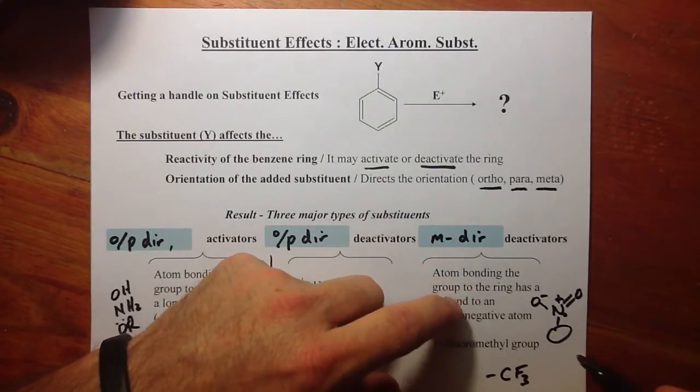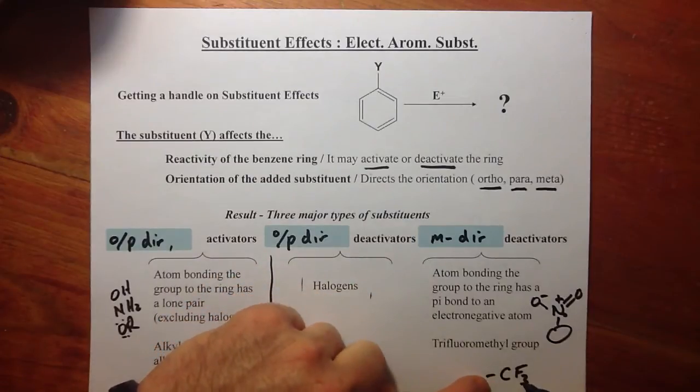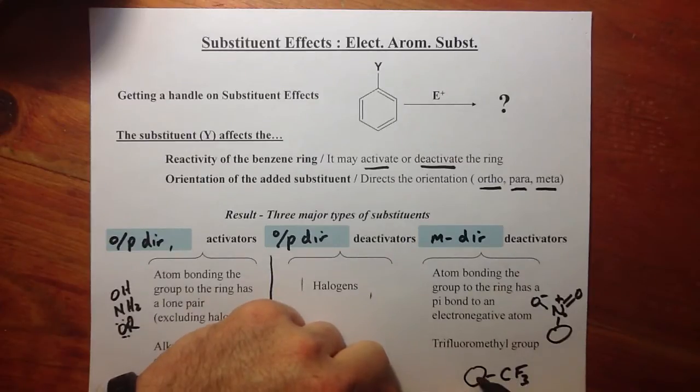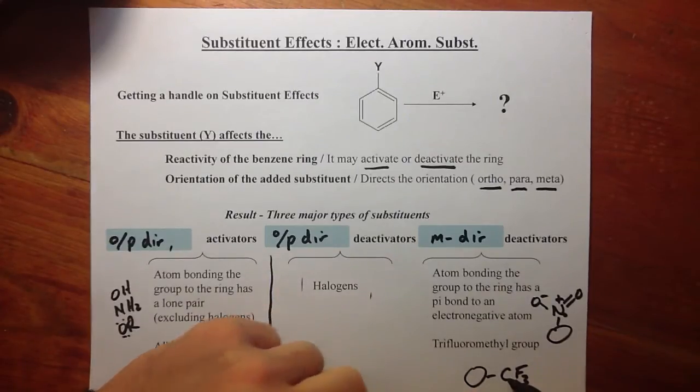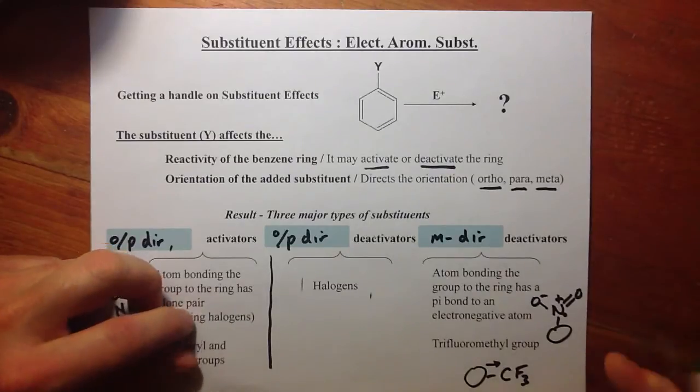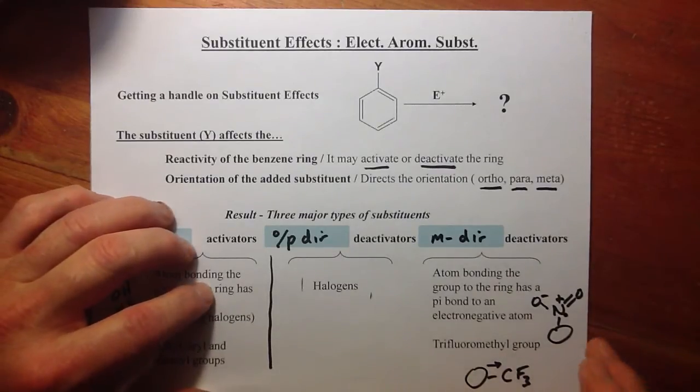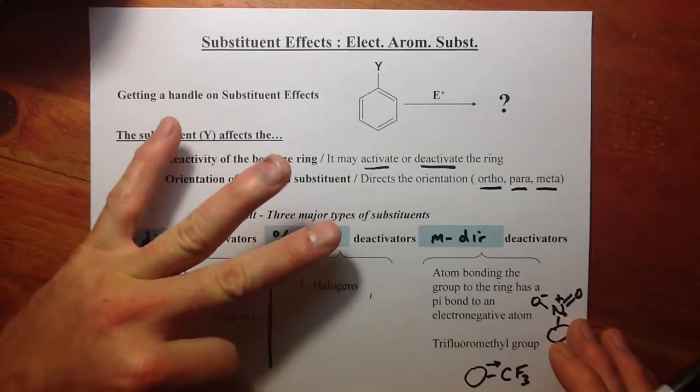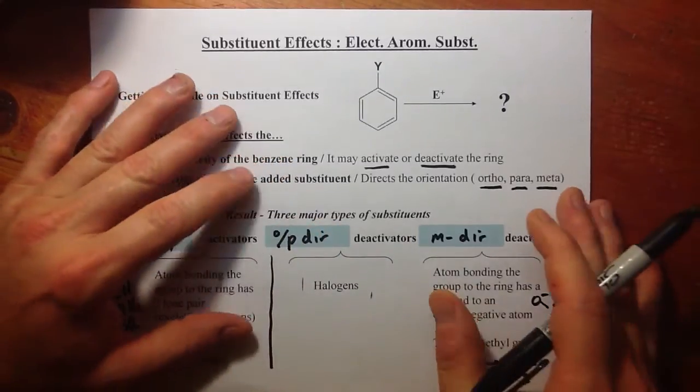It's not going to be a resonance thing. It's going to be just an inductive thing. Fluorines, we know, are very electronegative. It's pulling on this carbon. If that's attached to the ring, this is a very partially positive carbon, and thus it's going to pull significantly through inductive effects. So those are the three categories to keep in mind as we look at different Ys.